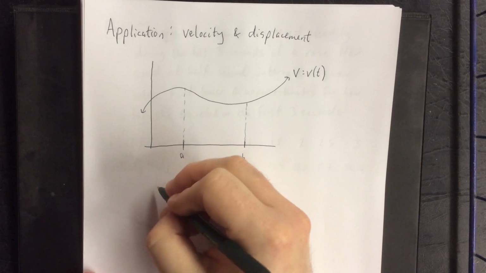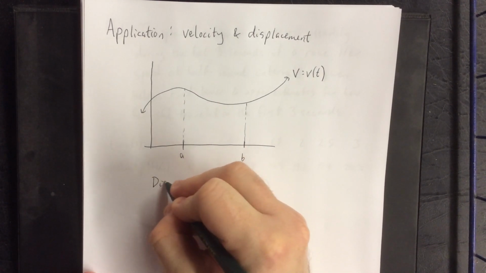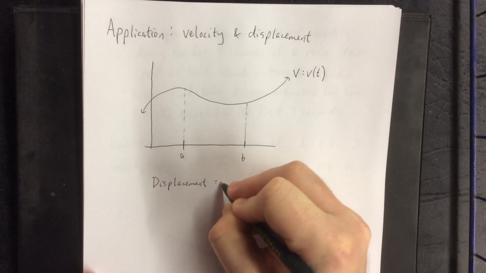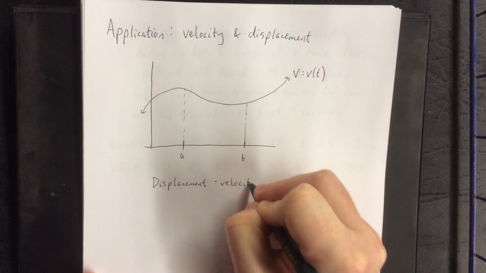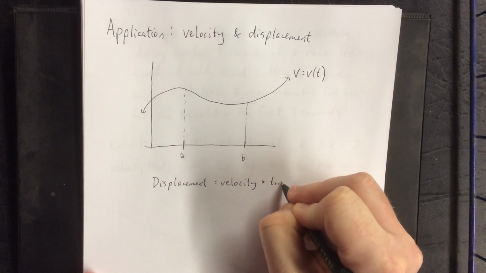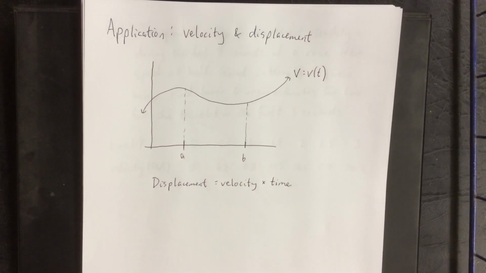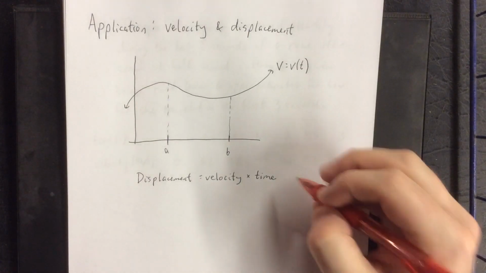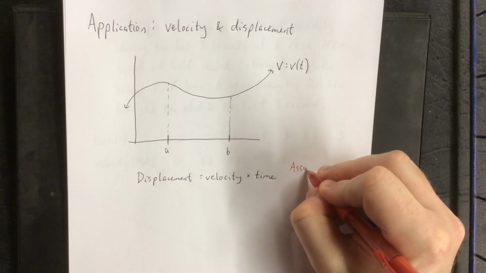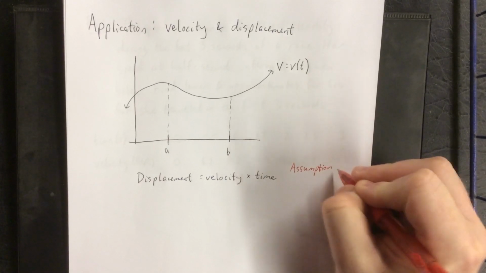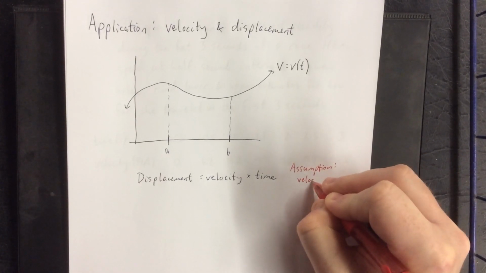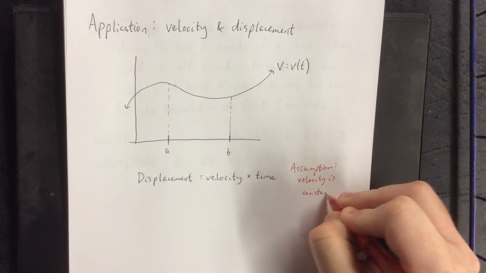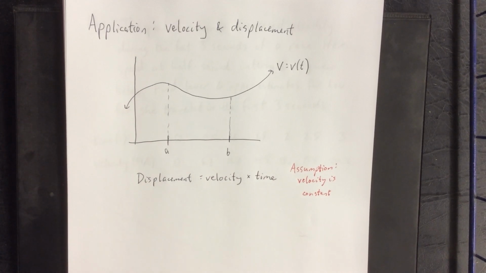Well, for a reminder, the idea of displacement is that displacement is going to be equal to velocity times time. Now, the assumption that gets made here is that the velocity is constant. And as you can see, the velocity is definitely not constant in this case.